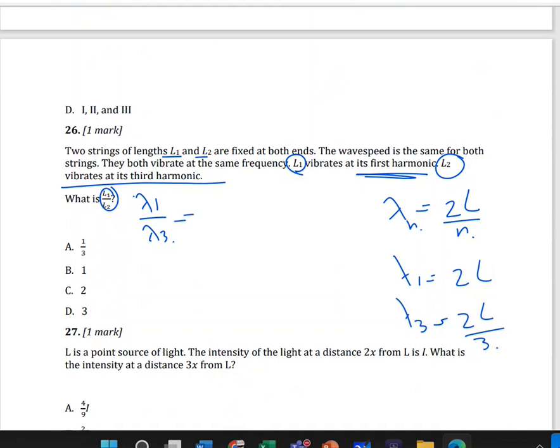It will be 2L divided by 2L over 3. I'll put the 3 on the top. This and this, they cancel. So the answer is D.